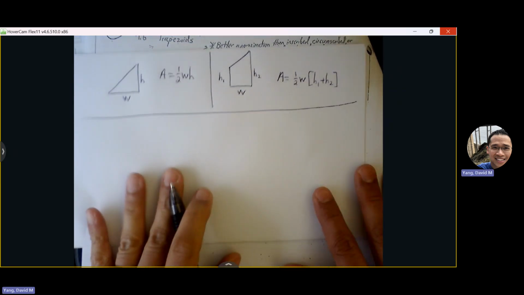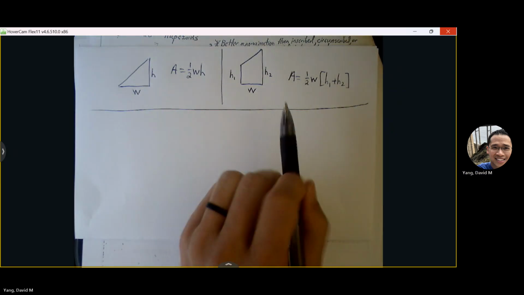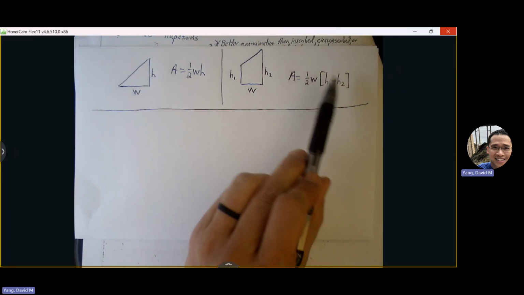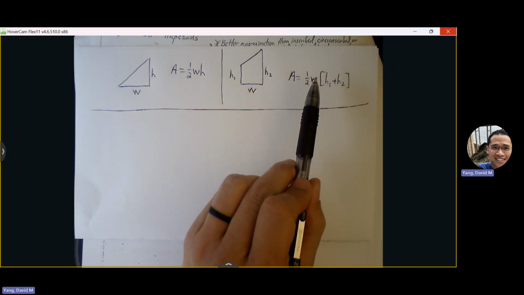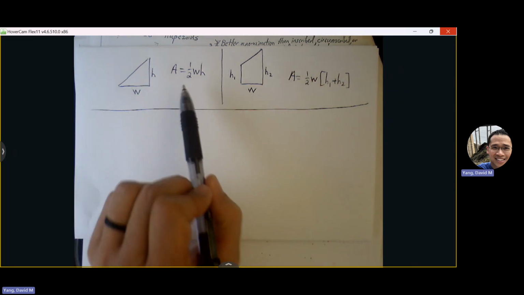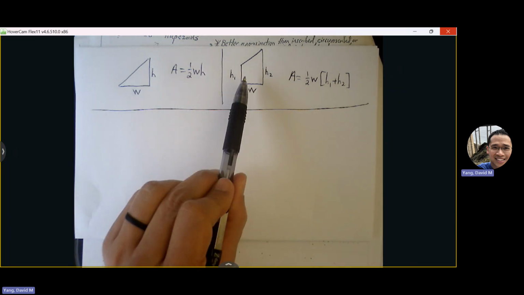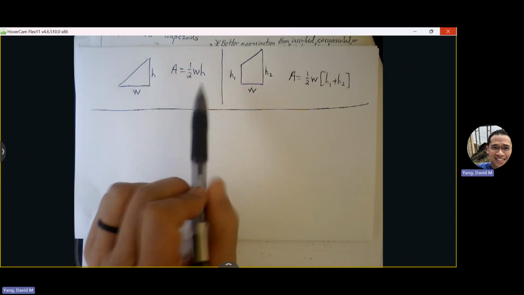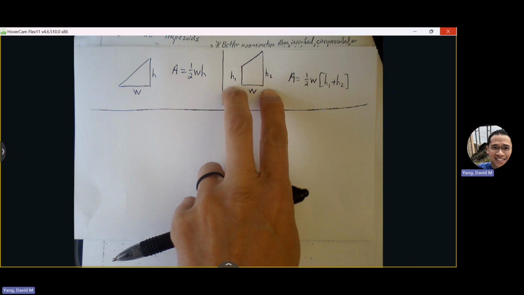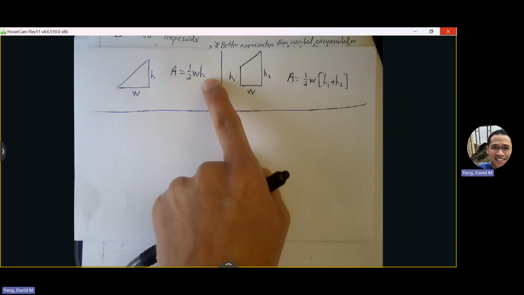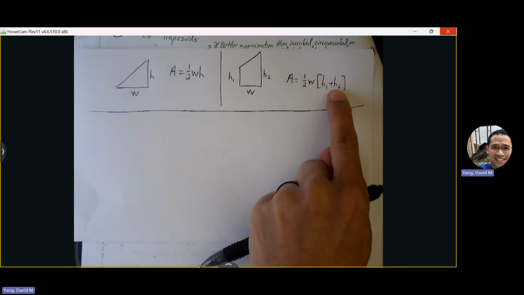So I'm hoping that helps in terms of allowing you to memorize this a little bit easier. If you know the area of a triangle, and if you can draw out a trapezoid, you can tell that, okay, it's really two vertical heights. So I'm just going to adapt my area of a triangle. Instead of one height, I'm going to add the sum of two heights.